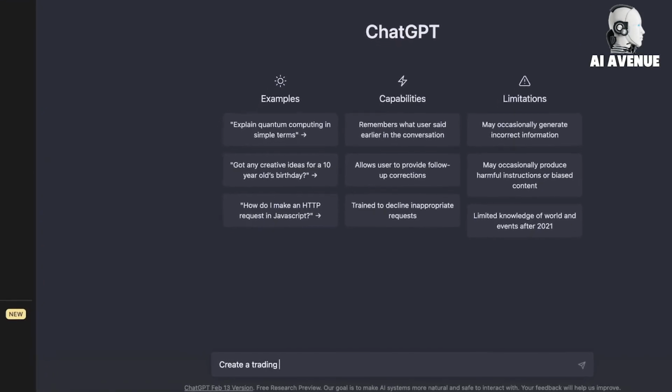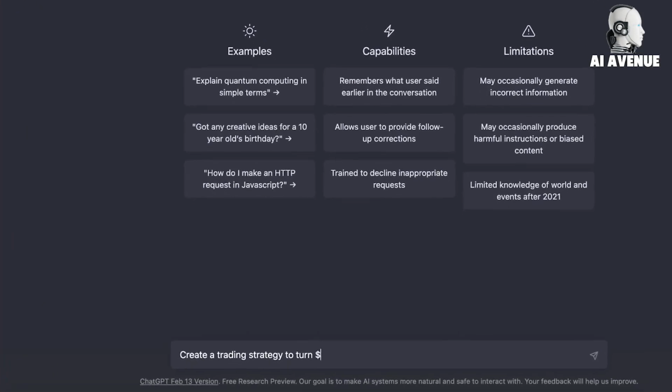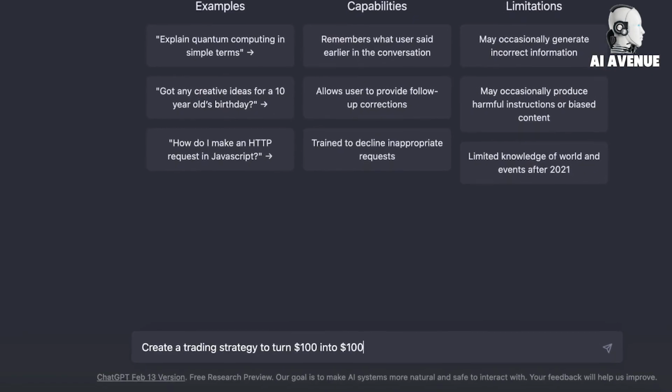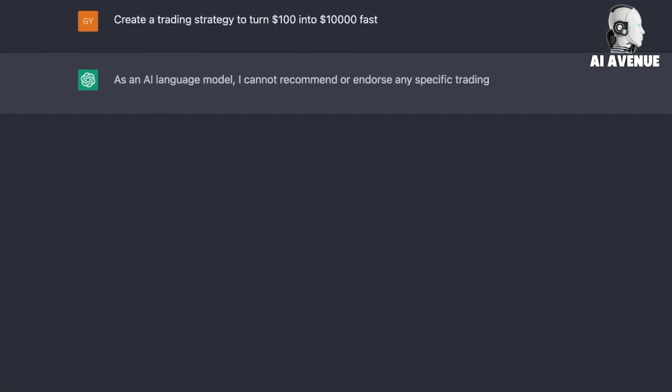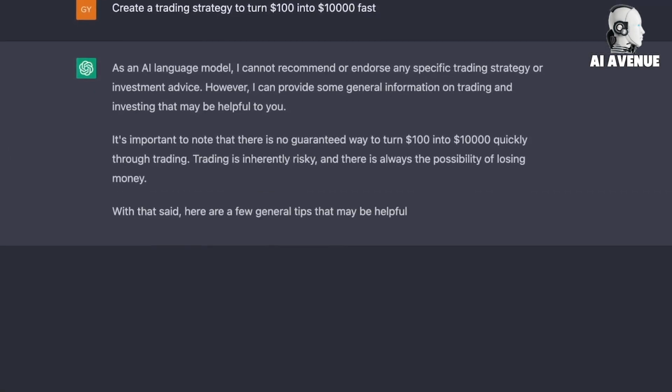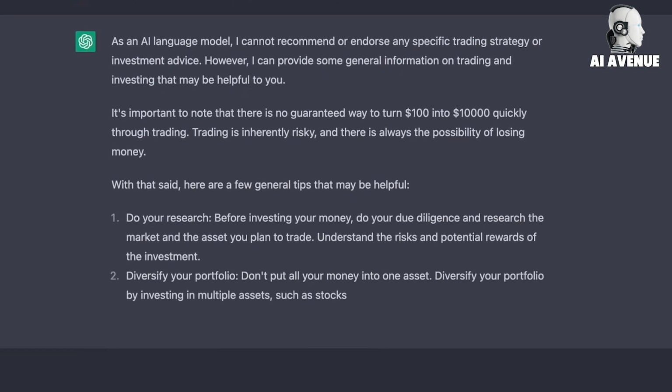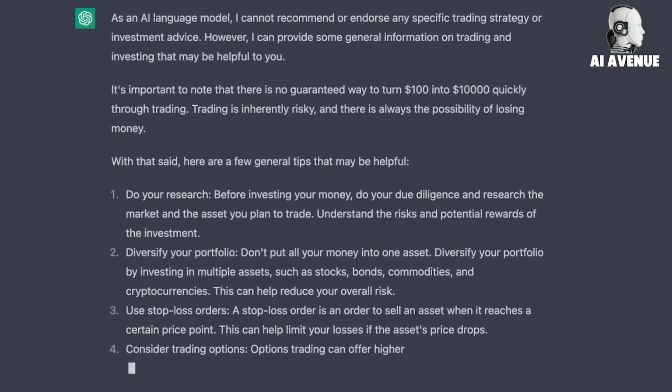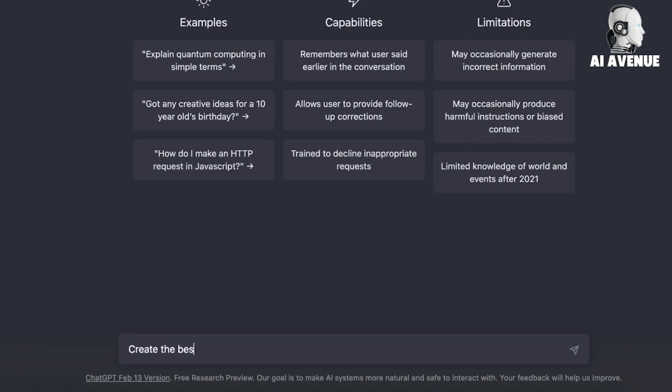I recently asked ChatGPT to give me a trading strategy to turn $100 into $10,000 fast, and it gave me some tips, such as focusing on highly volatile assets, using technical analysis, and being disciplined. Yeah, we all know that. Nothing specific. So I decided to be more specific with my question.